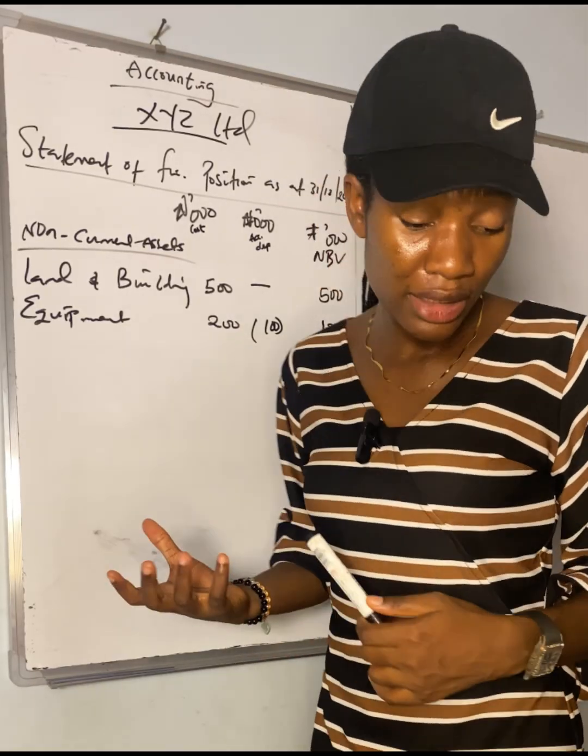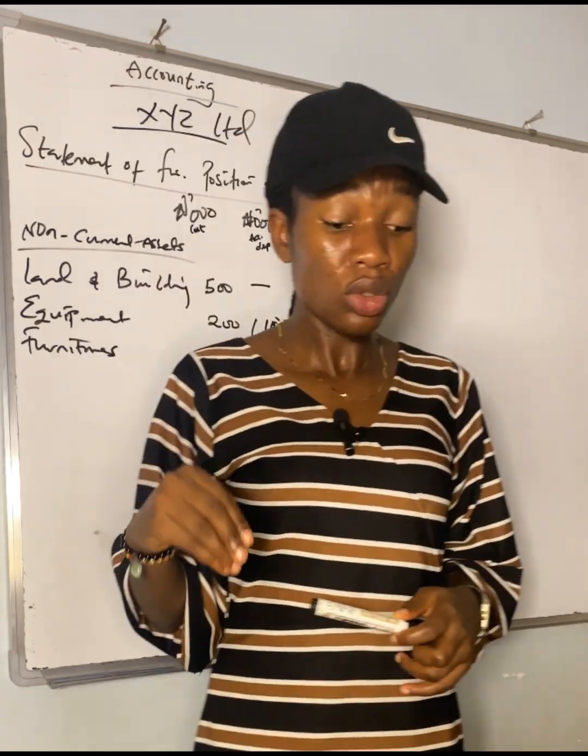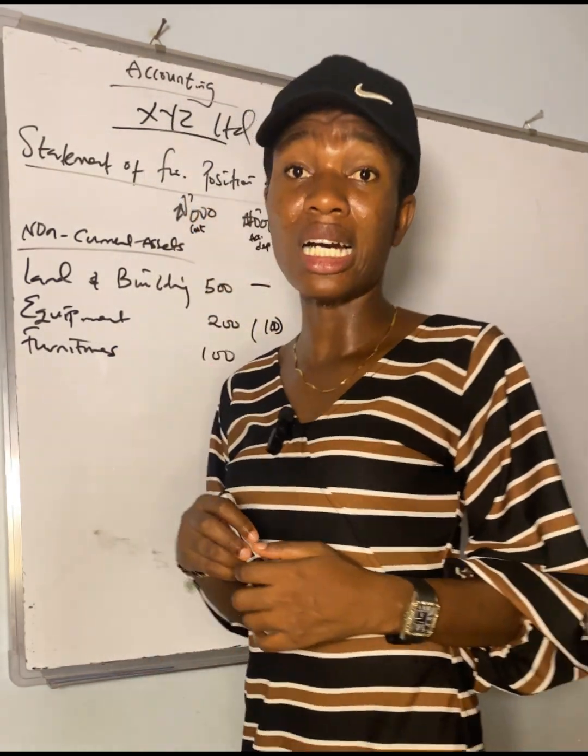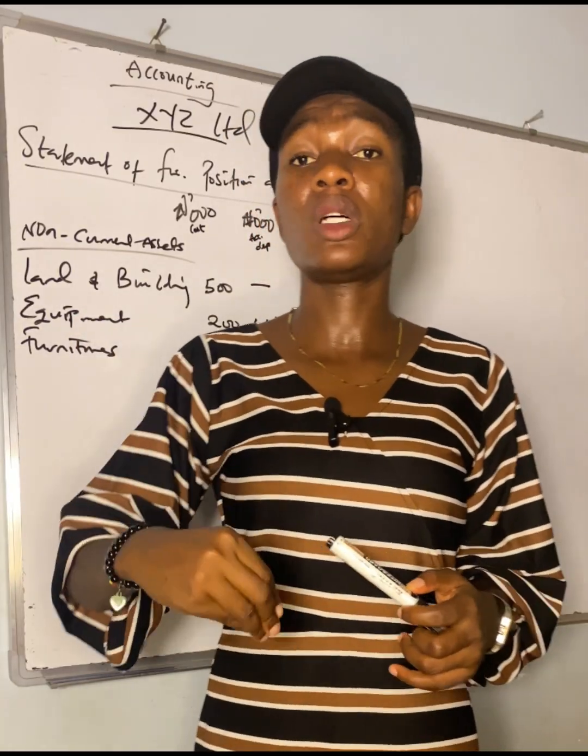Now the next item we have is furniture. So we have furniture's cost to be 100,000. So 100,000 is here. Our calculated depreciation, like I said, our brought forward is in the trial balance.